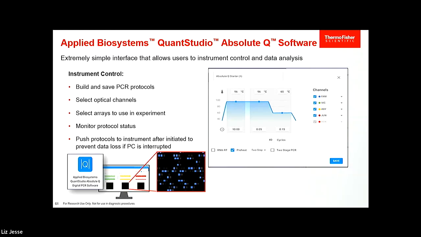Also, you have the ability to multiplex up to 4 colors. I did mention that we do use ROX as that normalization, or that visualization, sorry. You have room for 4 other colors that you can analyze for multiplexing.